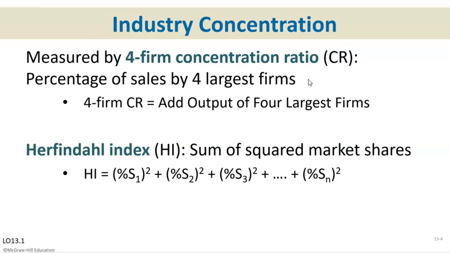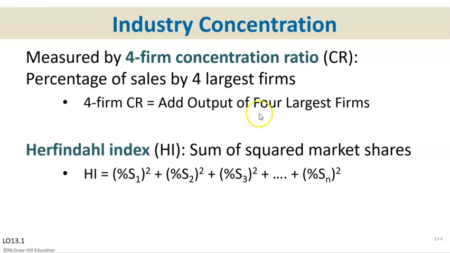Anything more than 40% would be considered an oligopoly. Anything less than 40% would fall into this category of monopolistic competition. And the closer we get to 0, the closer we're getting to pure competition. So those industries that are like pure competition are going to have very, very low numbers, maybe less than 10%.